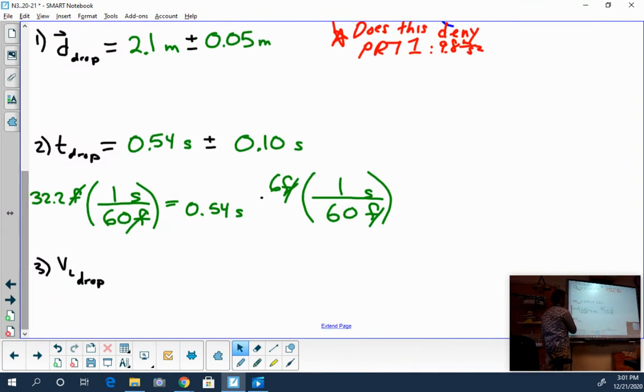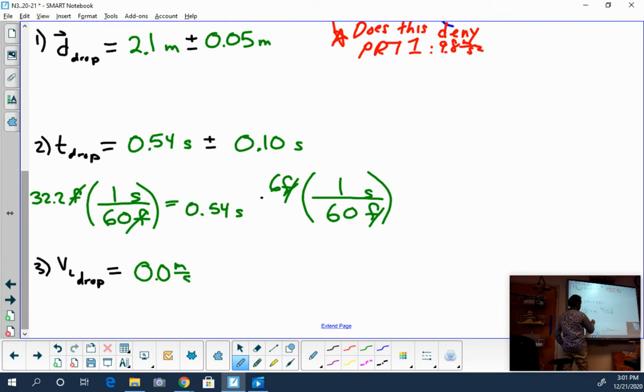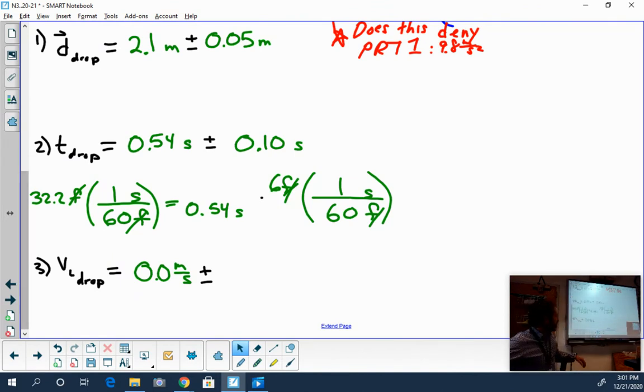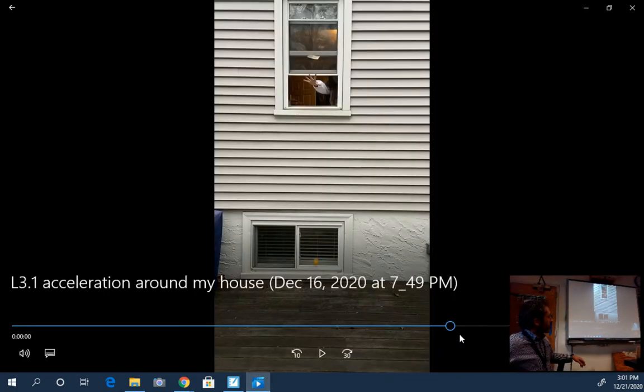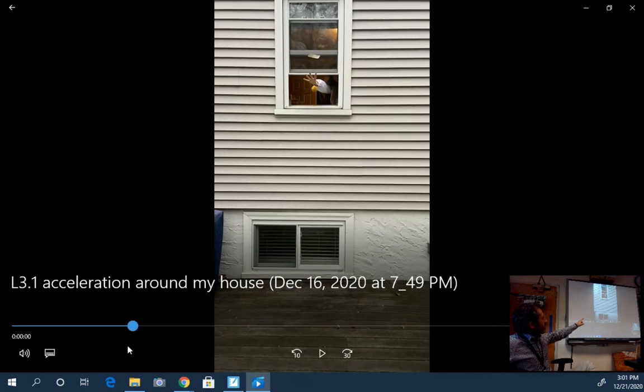Now, let's come down over here. The v_i. Was the v_i 0? Well, we certainly hope, that was our intention, that the v_i is 0 meters per second, plus or minus. But the reality is, it's very hard to truly drop something by hand. Part of the reason is, if we back up here, if you watch even this student, as soon as you let go, your hand rebounds up a little bit.